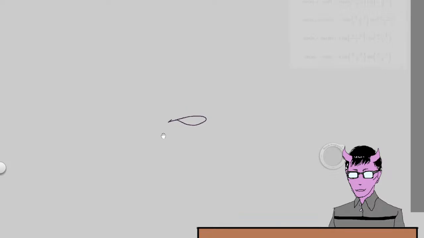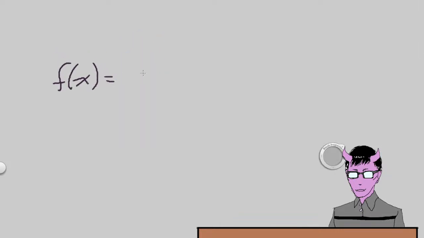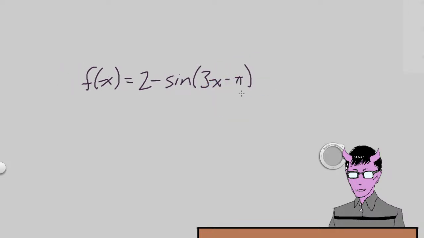Alright. So let's put it all together, because at this point I think we have all the tools we need to do a full graph. So I'm going to call it f of x arbitrarily. f of x is equal to 2 minus sine, let's do 3x, and we'll have minus pi. So that's going to be the function we're dealing with. We're going to have to graph this.